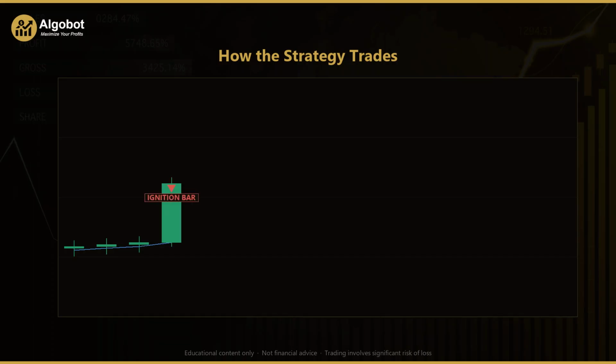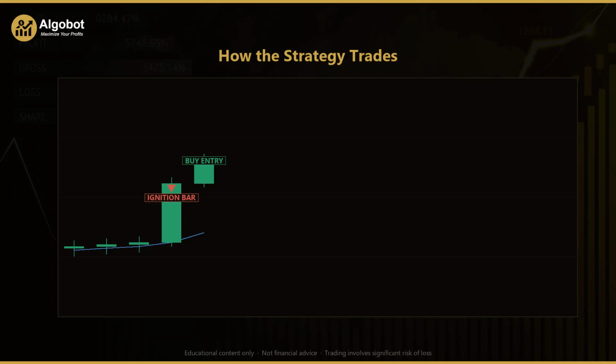On the left, notice the first three candles. They're small, quiet, and tightly packed, with the EMA baseline drifting gently upward beneath them. This is exactly the kind of calm backdrop the strategy watches, because a burst of energy stands out most when it comes out of stillness.